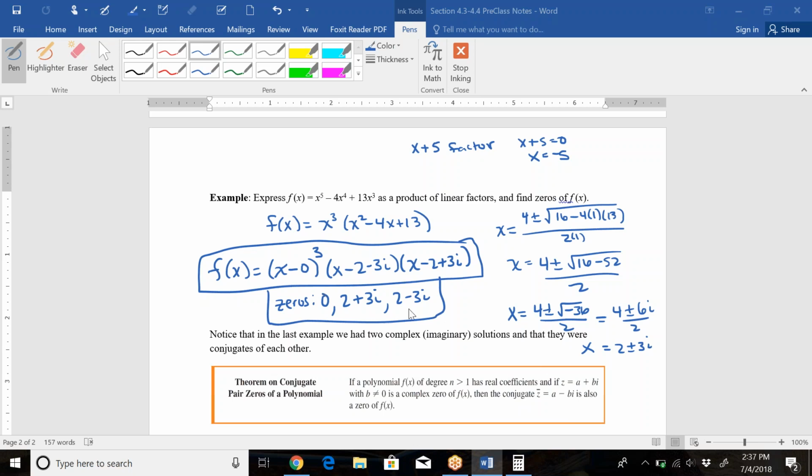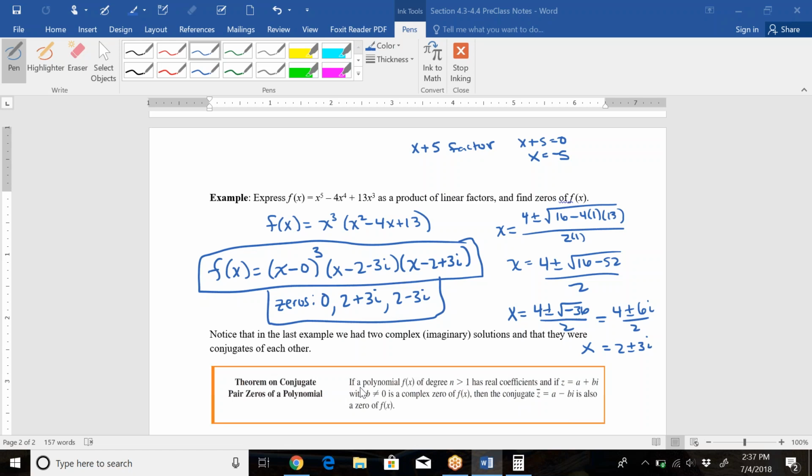And that leads into a discussion of this next piece. Notice that these two imaginary solutions that we got, these complex solutions, were conjugates of each other. That will always happen. If you have an imaginary or complex solution to a polynomial function, its conjugate will also always be a solution.